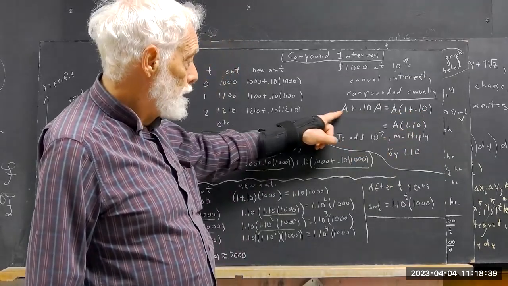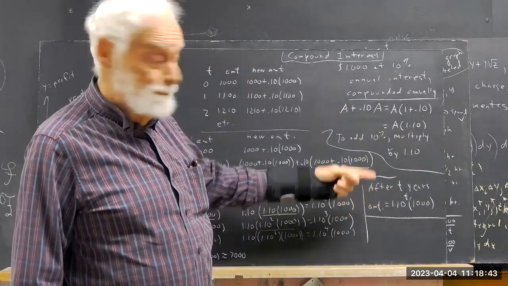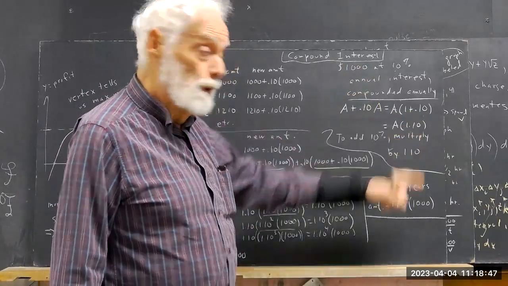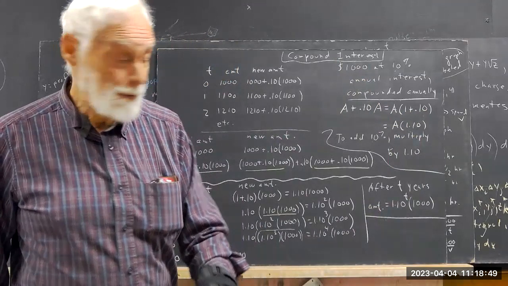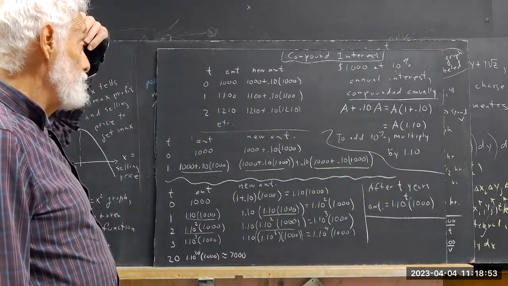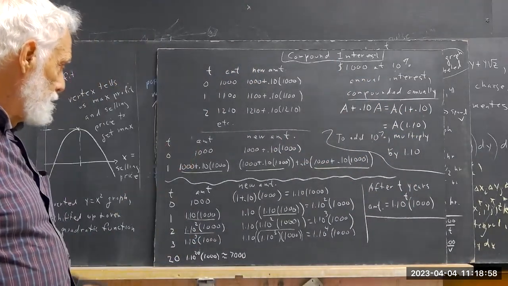So what we're doing here is we're adding 10% of A. A plus 10% of it. But that's the same as multiplying by 1.10. You need to understand that because that's going to lead us to the form of an exponential function.